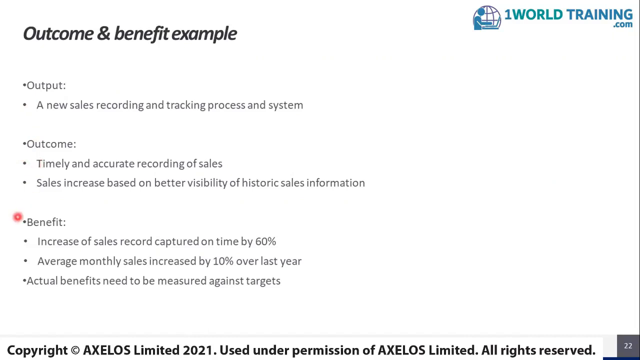Benefit is a measured outcome. Increase of sales record captured on time by 60%, or average monthly sales increased by 10% over the last year. Actual benefits need to be measured against targets. So these benefit statements could be target statements or actual achievement statements, depending on the language mentioned here.